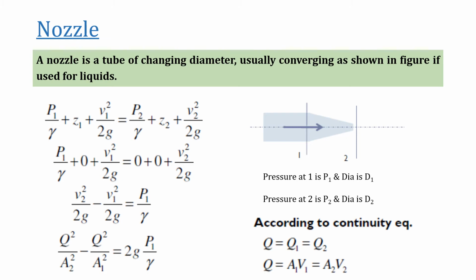Let's say P1 is the pressure at section 1, Z1 is the elevation, and V1 square is the velocity. Similarly, P2, Z2 and V2 are for the second section.